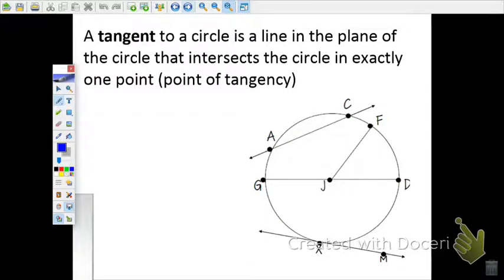So on that very first page in your interactive notebook, that definition page, there is a piece for tangent. So a tangent to a circle is a line in the plane of the circle that intersects the circle in exactly one point, which we call the point of tangency. So I'll give you a minute to get that written in.